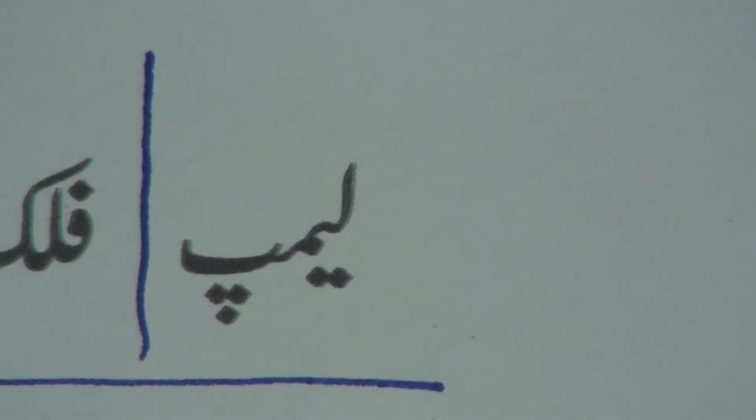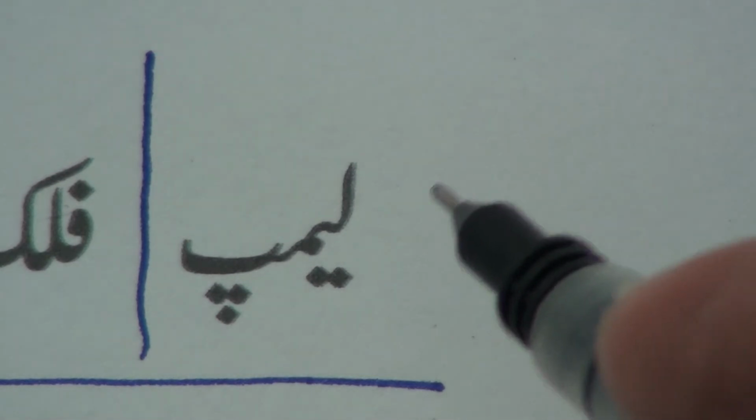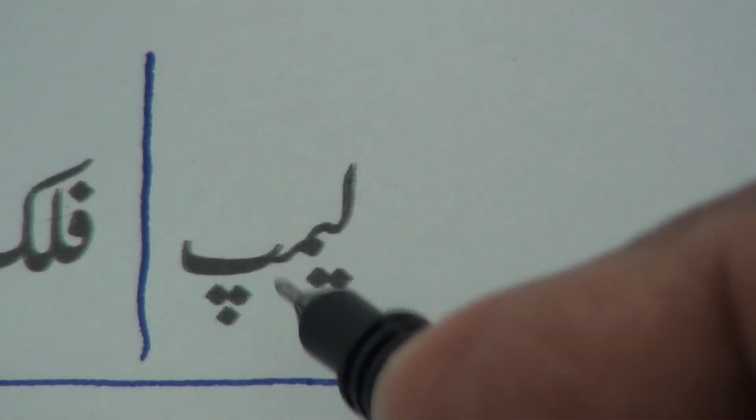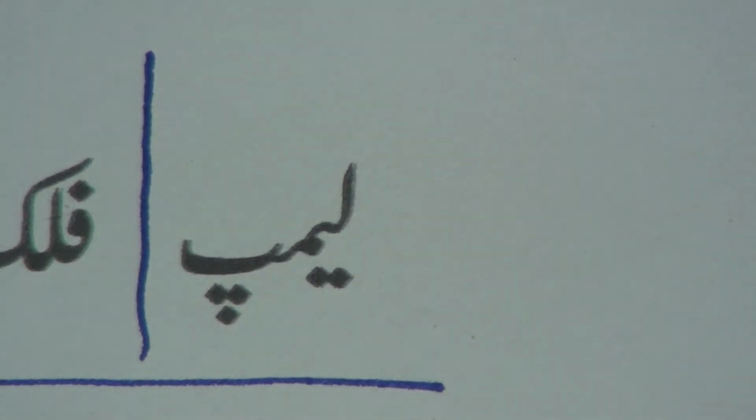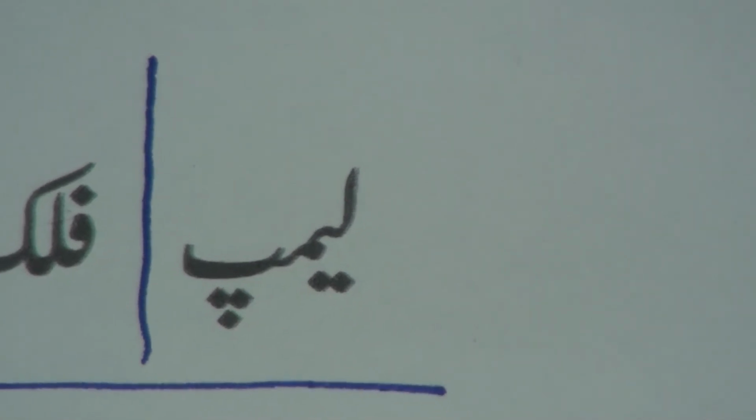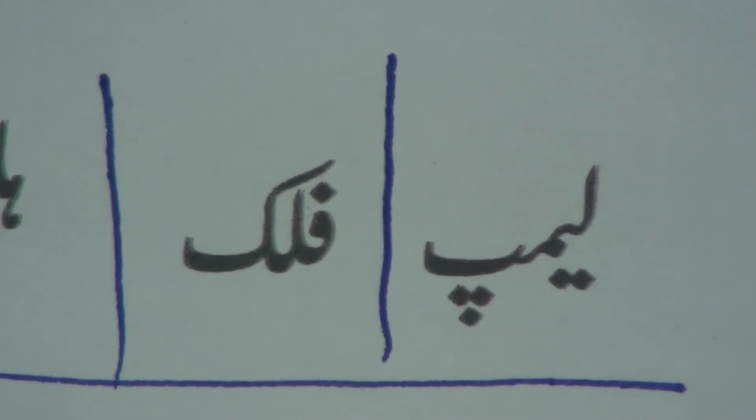So if it is joined to another letter after it, here in this case ye, it means it is not alif, it is lam. Lam, ye, mim, pe, lamp. This is lamp.